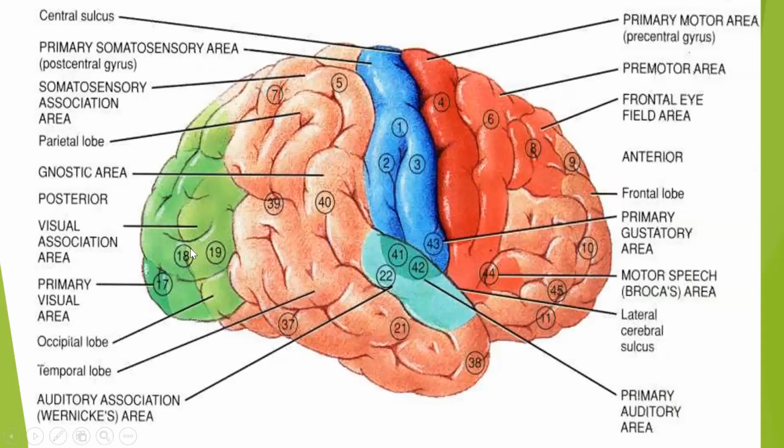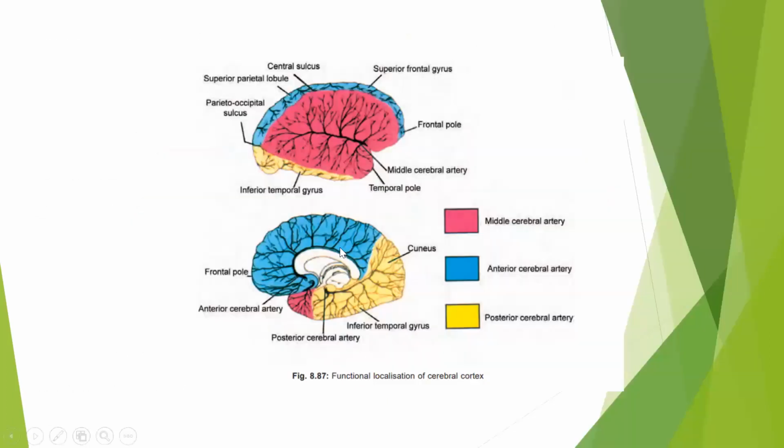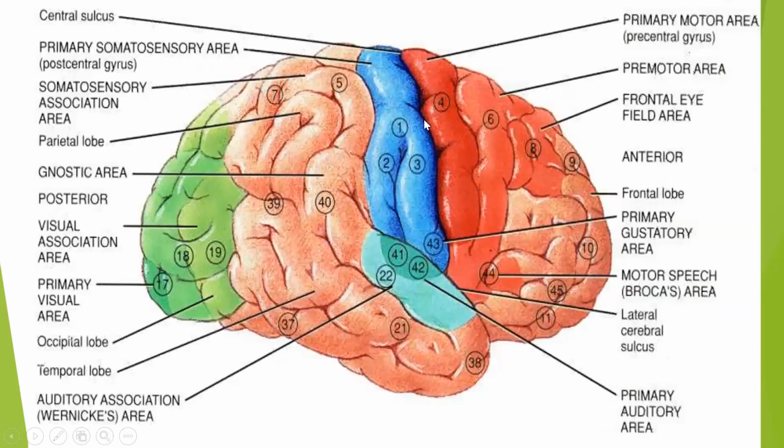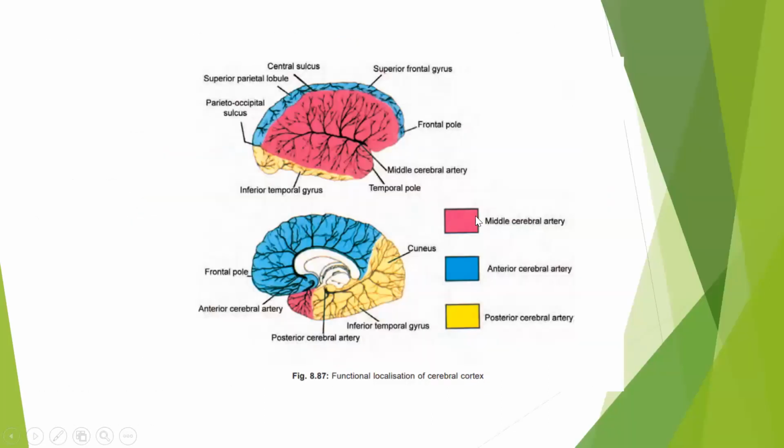So here the main one is the visual area, supplied by the posterior cerebral artery. The middle cerebral artery supplies the motor area, the sensory area, and there is a speech area over here. So Broca's speech area is there, and also here there's Wernicke's speech area. All these are involved when the patient has anterior circulation involvement.